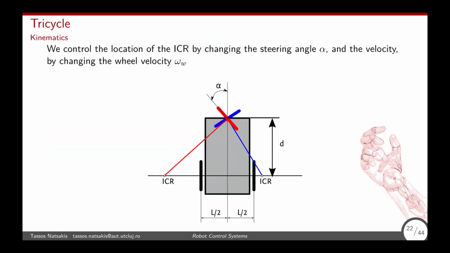All right. Again, we talk about the location of the ICR. The point is to figure out, based on these control variables, the steering angle alpha and the angular velocity of the wheel, to calculate again the linear and angular velocity of the robot and the position of the instantaneous center of rotation. All right. So this typically looks like this.